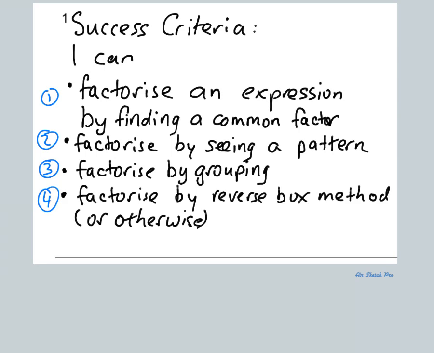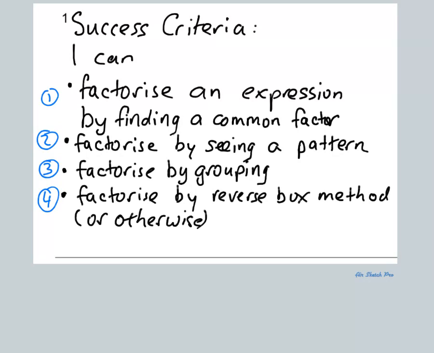So really importantly, you often need to use more than one technique. For example, you might find a common factor to start with, and then once you've found a common factor, you'll be left with this still big, long expression. And then you might say, oh, that expression is actually a perfect square. So you'll factorize it into a perfect square.